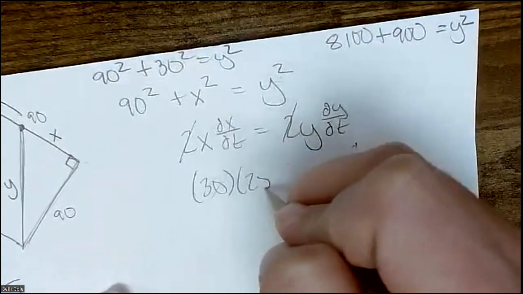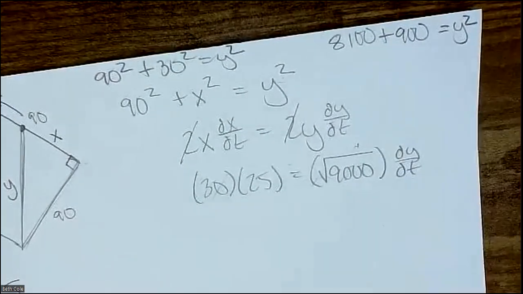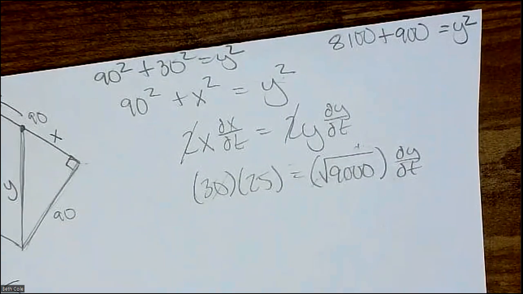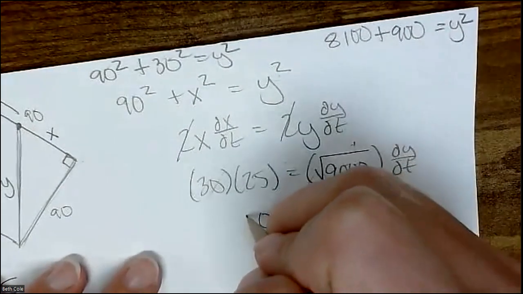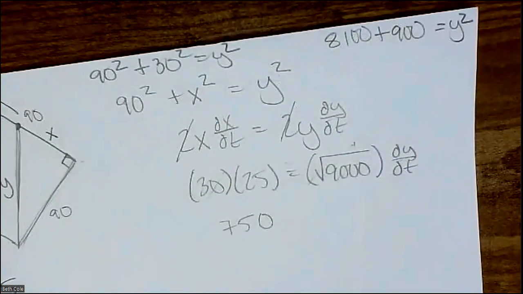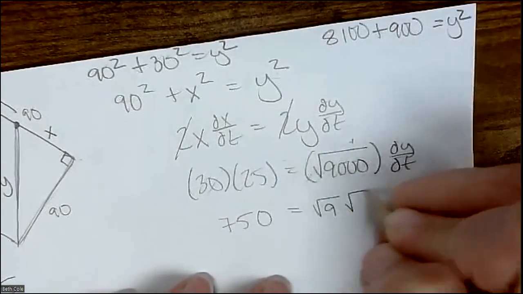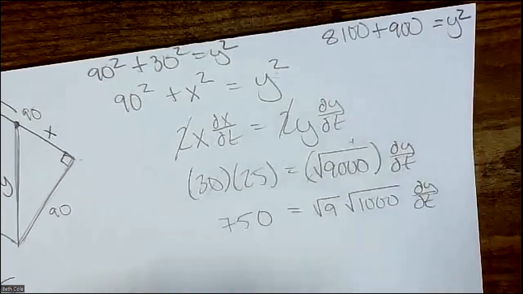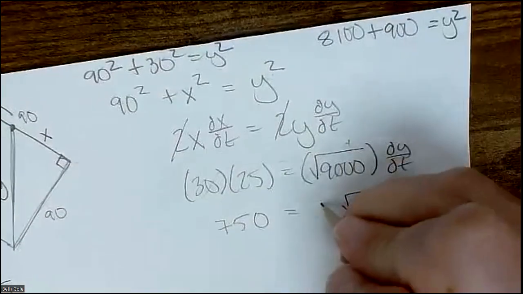So this is 30 times 25 equals square root of 9,000 dy dt. I guess we'll just leave it as square root of 9,000. So 30 times 25 would be... Yeah, I'm going to just believe you, because 25 times that. Okay, and then, well, you can split this. It would be square root of 9 and square root of 1,000. Do you guys remember that from algebra 2? Splitting up roots? Because we're going to have to simplify this to find the answer choice over there. So that'd be 3 square root of 1,000.